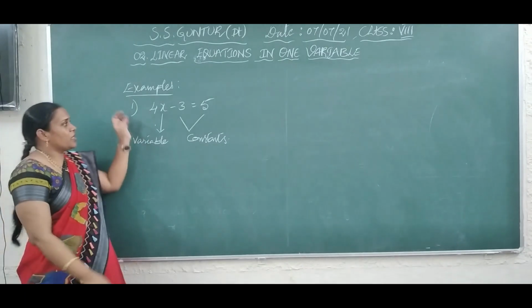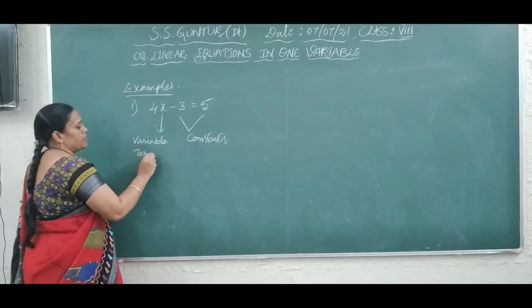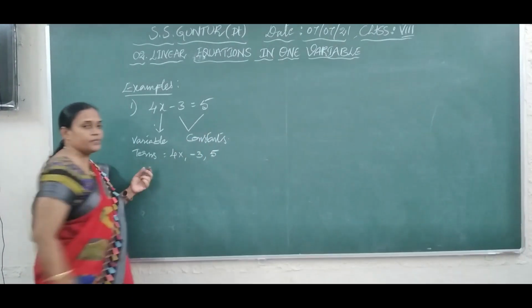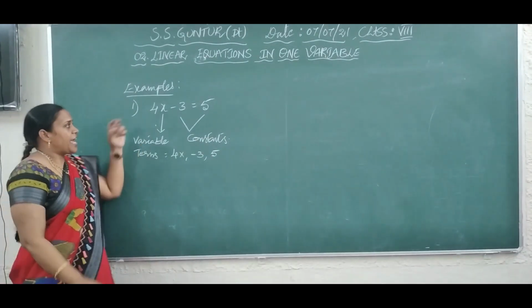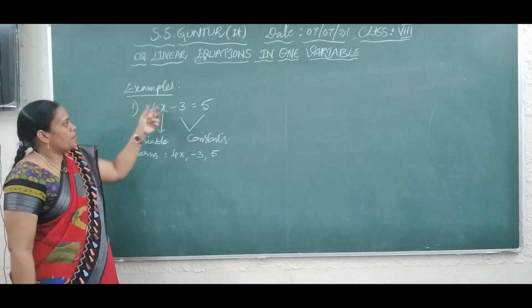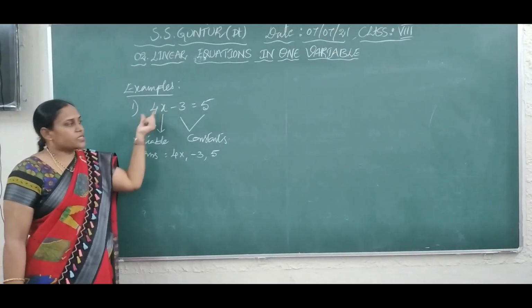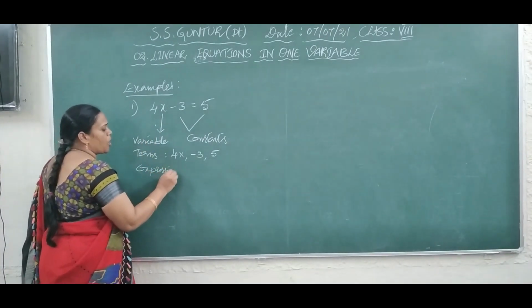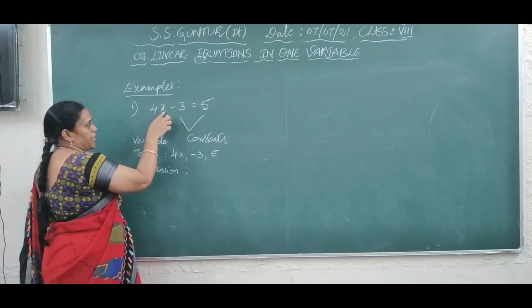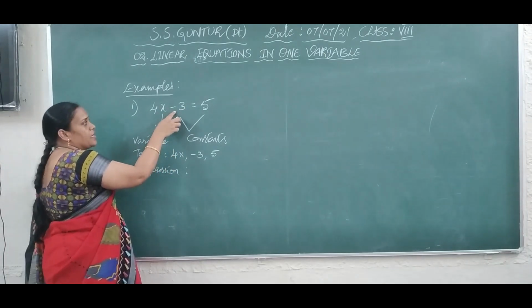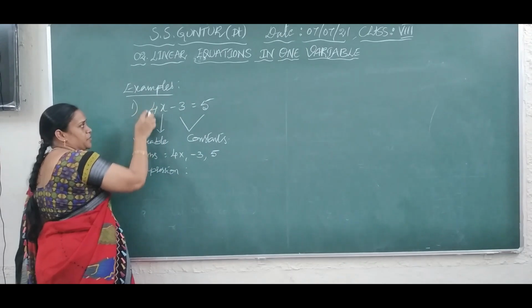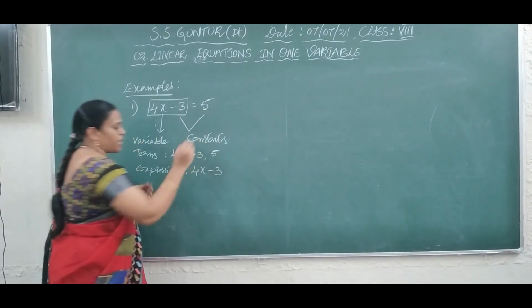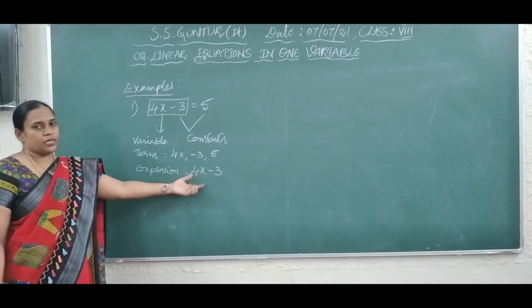Next, terms. What are terms? Terms are 4x, minus 3, and 5. These three are terms. Expression. So this 4x minus 3 is called an expression. What is an expression? The combination of constants and variables with the signs minus and plus, we get an expression. So 4x minus 3 is an expression.